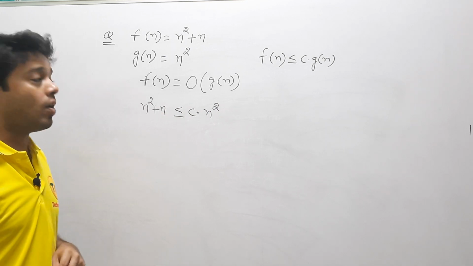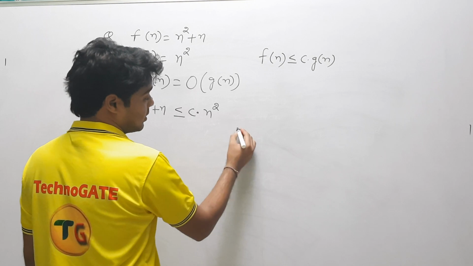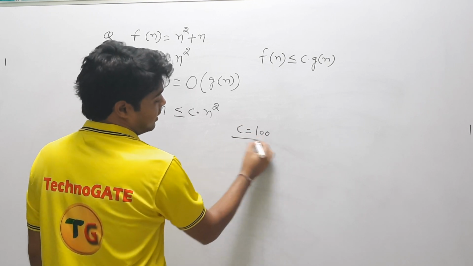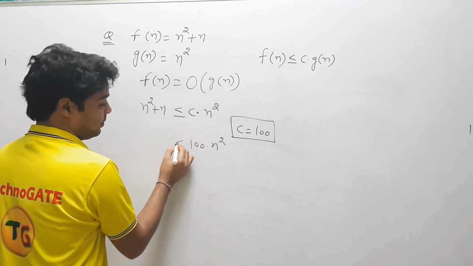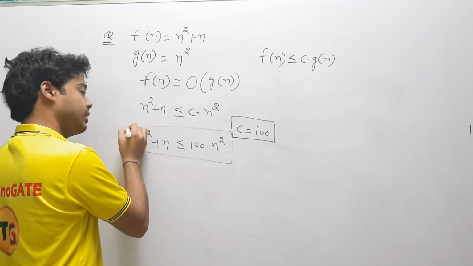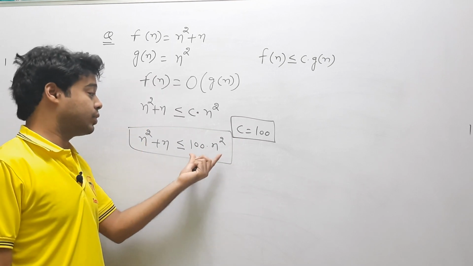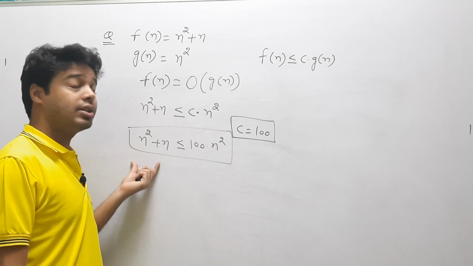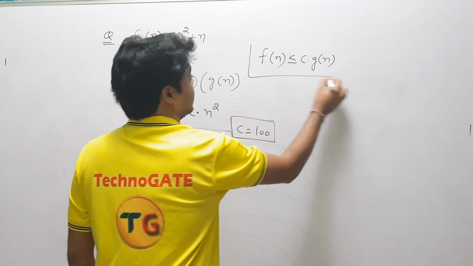So what is the purpose of the constant here? To balance the equation. Suppose C is taking 100, like that. C must be greater than 0 here. So 100 dot n square is greater than n square plus n. So we balance the equation. For any value of n, this one is multiplied with 100 and this one will be smaller than that. Yes or no? Yeah. So this condition is satisfied here.